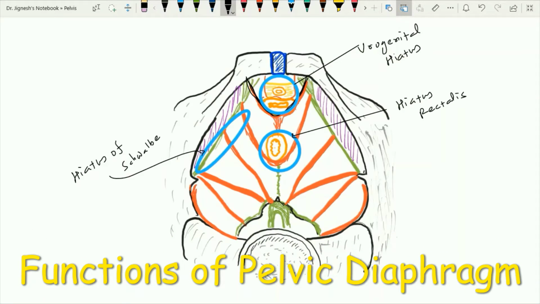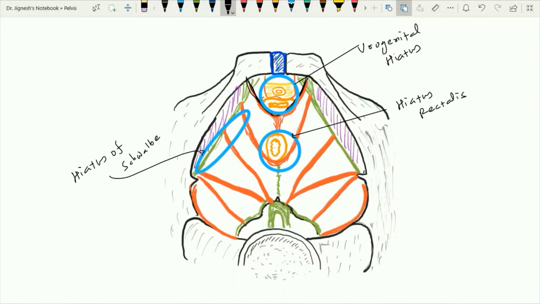Now let's see the function of the pelvic diaphragm. This pelvic diaphragm is responsible to provide the support to the pelvic viscera, and it is responsible for counteracting the downward thrust of the diaphragm during increased intra-abdominal pressure. It is also responsible for elevating the prostate by its anterior fibers, and that's why they act as the levator prostatae also. In female, the anterior fibers constrict the vagina, and that's why they act as the sphincter vaginae also.